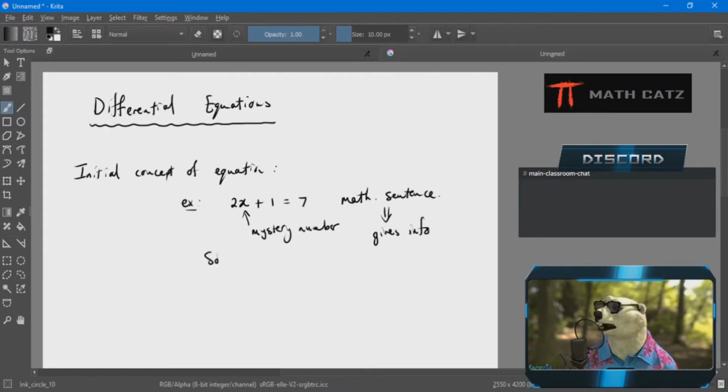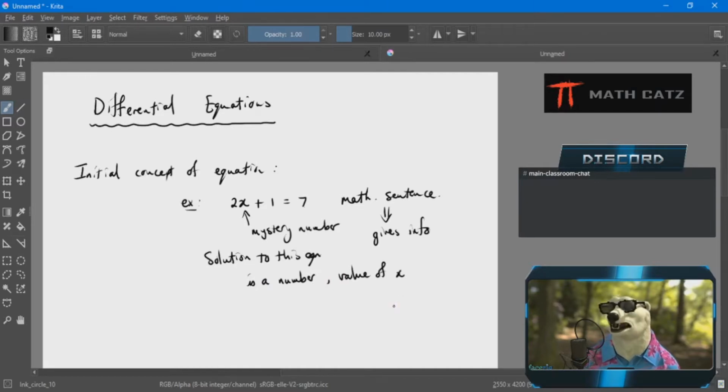And the sentence gives me information to find what that missing number is. And then when we solve it, the solution to this equation is a number. More specifically, the value of x. Now, sure, in some equations, maybe like a quadratic equation, you can have more than one option for what this number is, but it's still a number. So that is what we think of when we think of an equation.